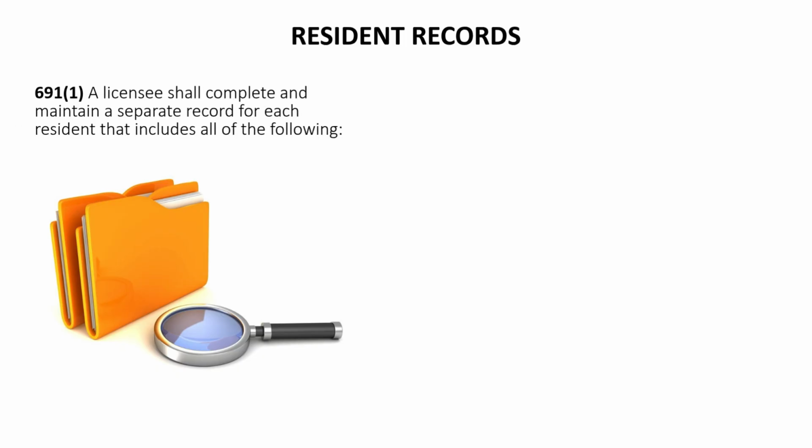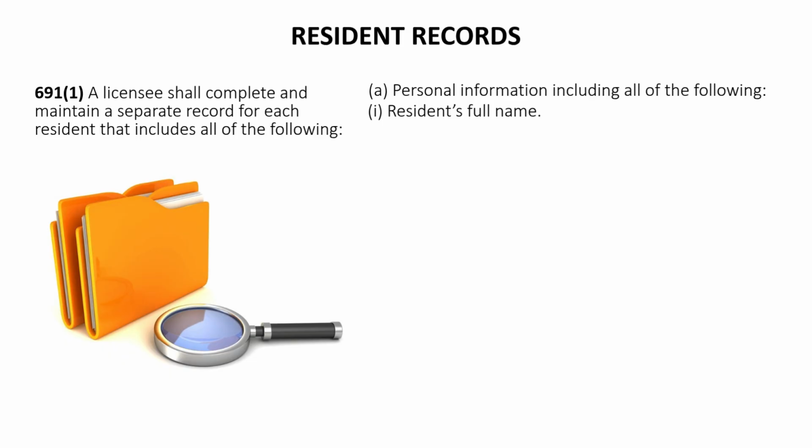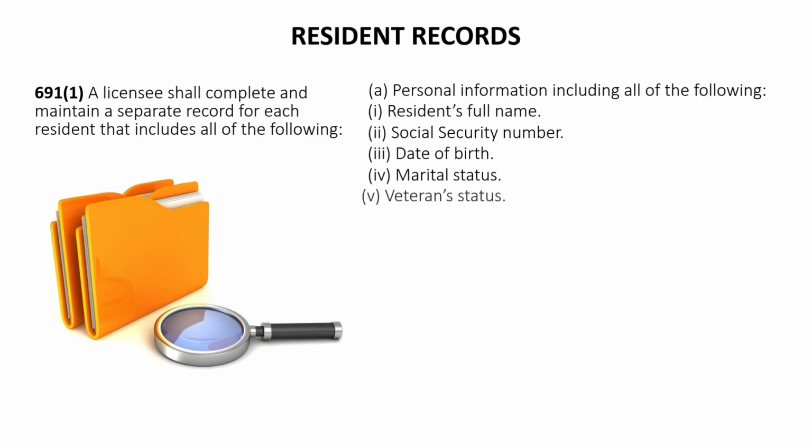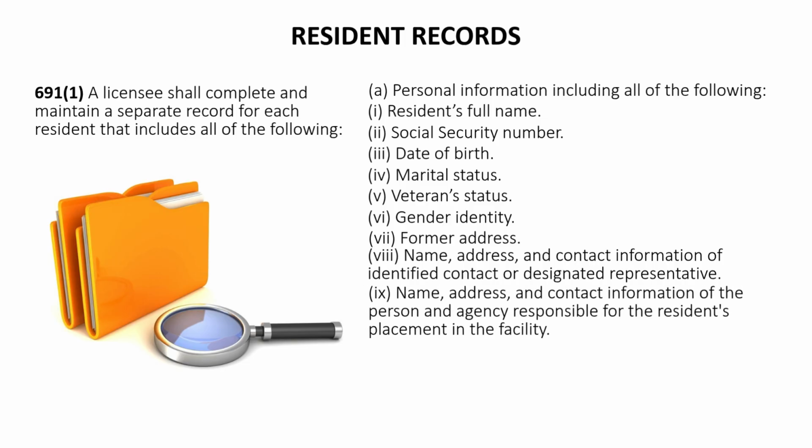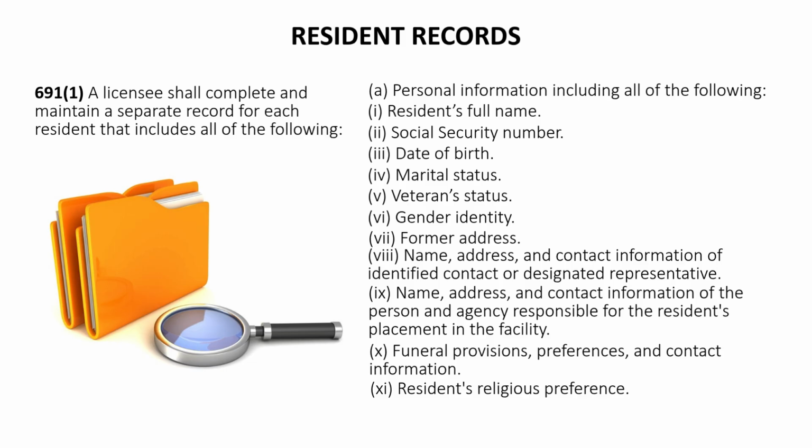Let's discuss the individual resident record. A licensee shall complete and maintain a separate record for each resident that includes personal information including all of the following: resident's full name, social security number, date of birth, marital status, veteran status, gender identity, former address, name, address, and contact information of identified contact or designated representative. Name, address, and contact information of the person and agency responsible for the resident's placement in the facility. Funeral provisions, preferences, and contact information. And resident's religious preference.